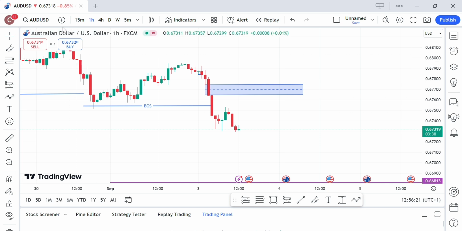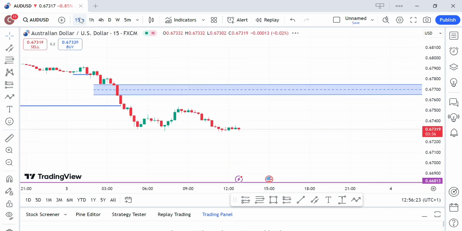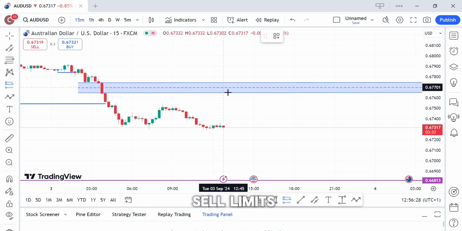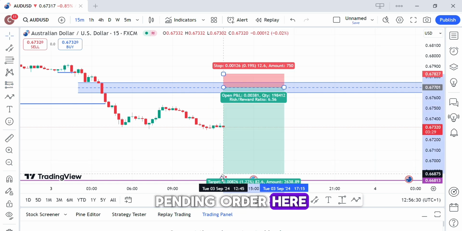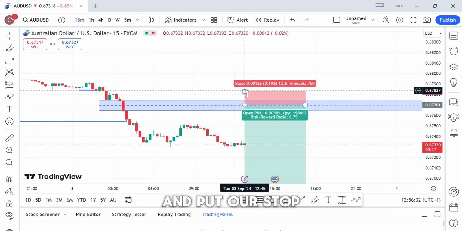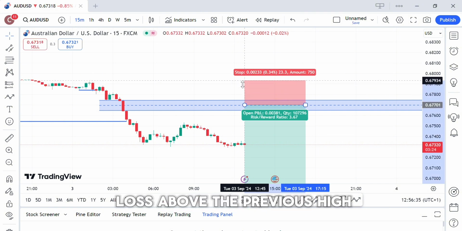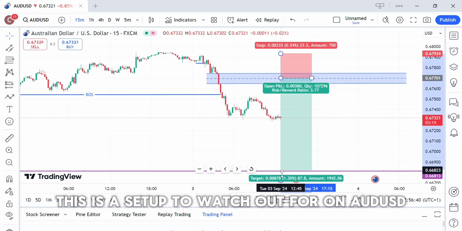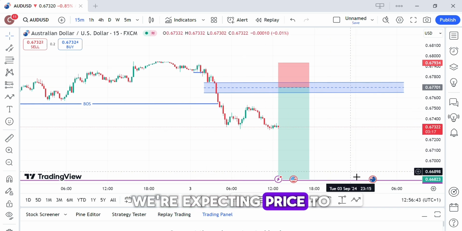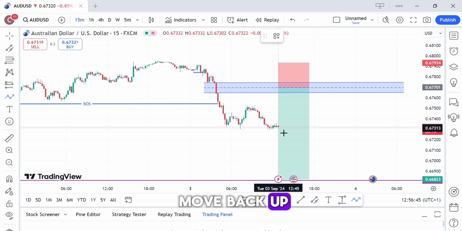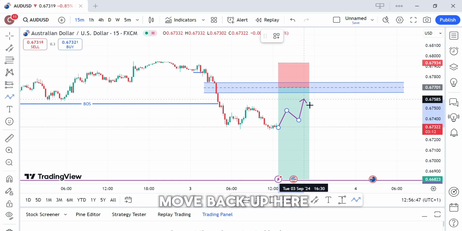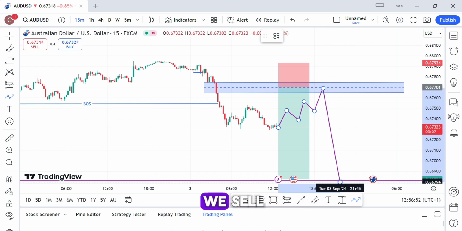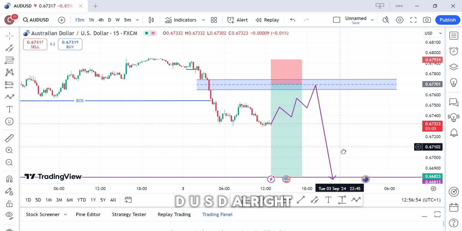So we can also scale to our entry time frame, which is the 15-minute time frame. We can set our sell limit pending order here and put our stop loss above the previous high. So this is a setup to watch out for. AUD USD, we're expecting price to move back up here before we sell. So this is my expectation for AUD USD.